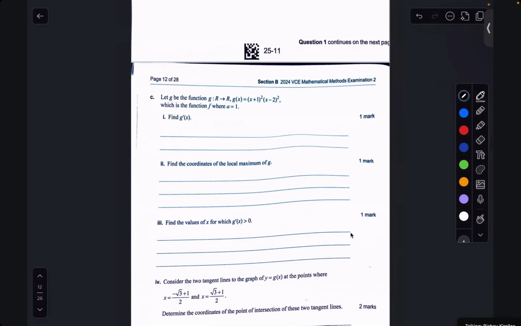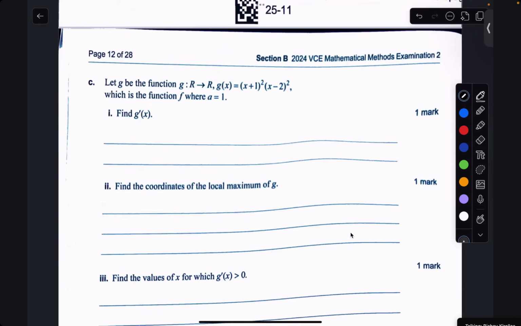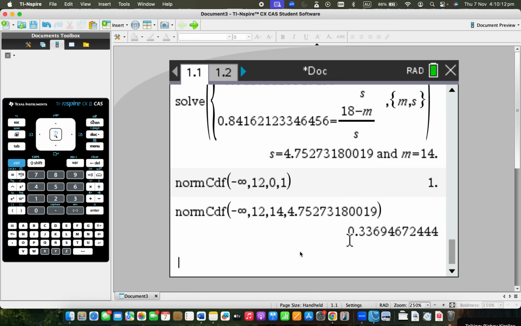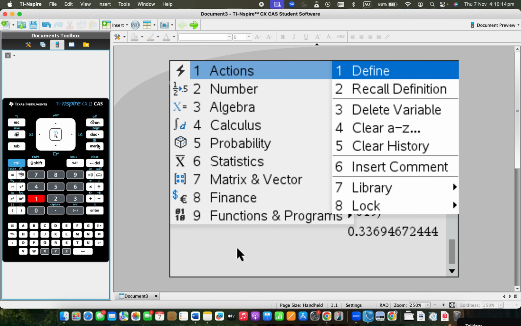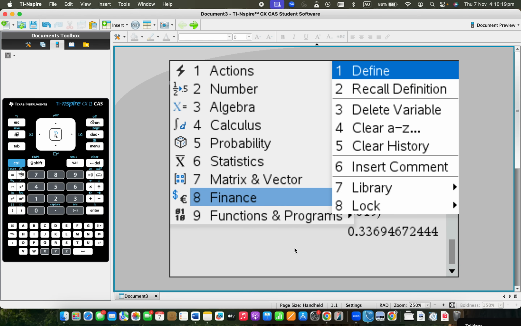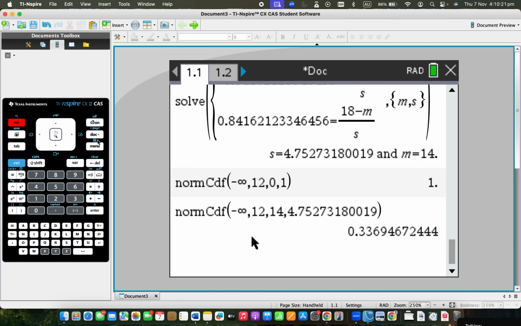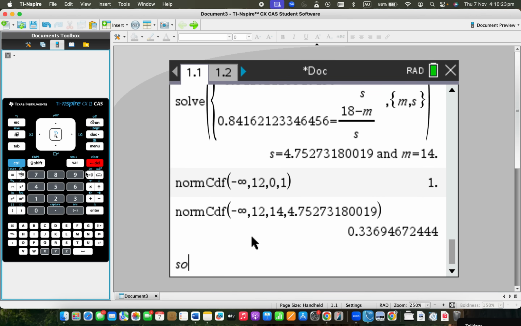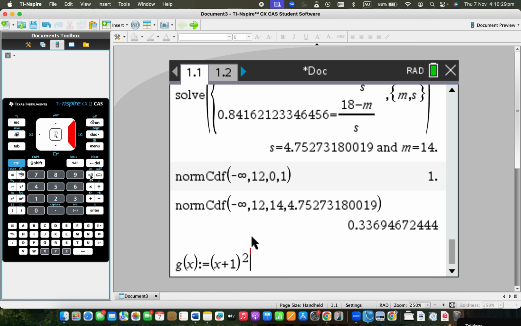Okay. Let g be the function there. Find g dash x. Okay, so let's start by defining. I'll just define g of x as x plus 1 squared times x minus 2 squared.